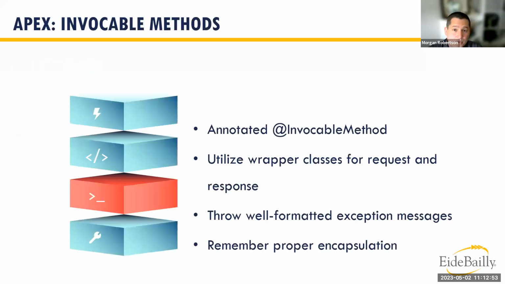All right. So when we're building an invocable action, you annotate the method with invocable method. You utilize a wrapper for the request and the response, and I'll show you why in a few minutes. Make sure to throw well-formatted exceptions. These exceptions bubble straight up to your end users in a fault element, and so you want to make sure that they're well-formatted and displayed in a way that the end user can know how to resolve them or what's going on and where they should go for help. And just remember your proper encapsulation principles from your programming classes.